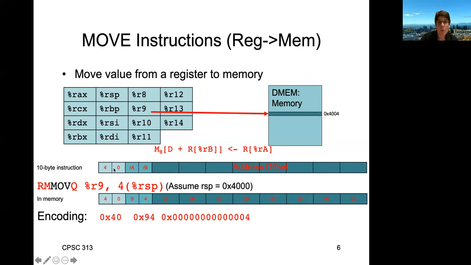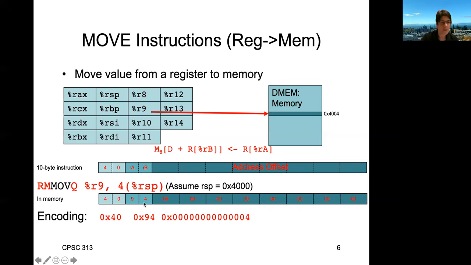So the encoding looks quite similar to the previous instruction. We have an opcode of 4 instead of 5, function of 0, and then we have 2 registers, RA and RB. RB is the one we use to compute the memory address. RA is the one that's going to tell us, in this case, which register has the value that we want to read.